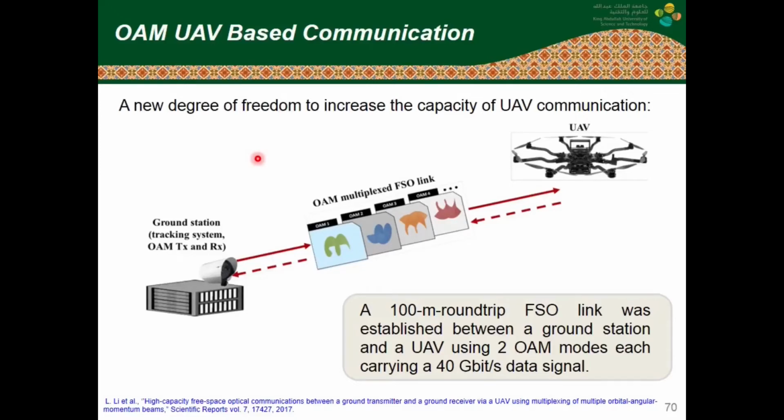OAM beams have also been suggested to increase the capacity of UAV FSO communications. Multiple beams can be multiplexed over the same UAV ground station link. A recent demonstration by Alan Willner's group from the University of Southern California has shown a 100-meter round-trip connection using two OAM modes, each carrying a 40 gigabit per second data signal.